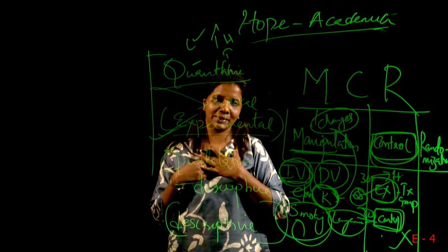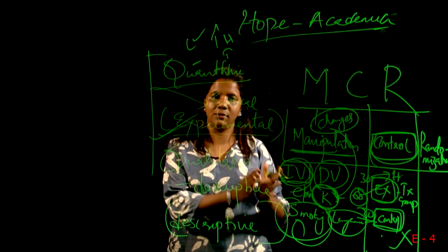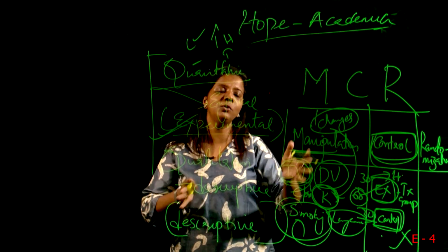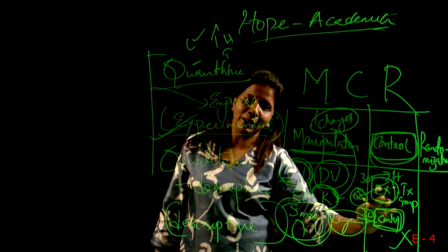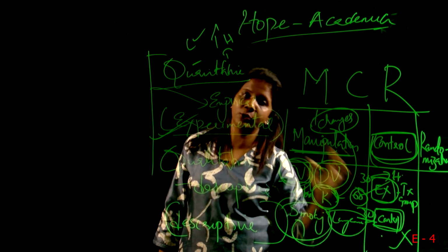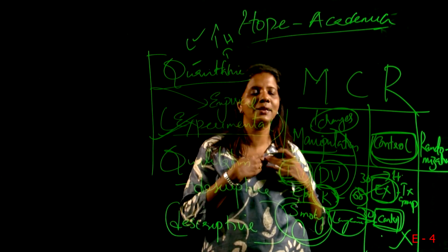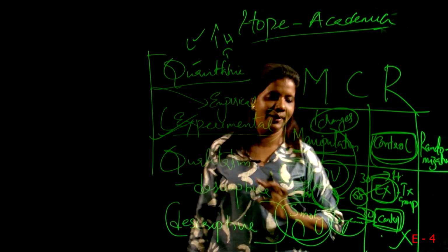So as a researcher, what is my sample size? 60. So what did I do? I have divided into 30 and 30. Who undergoes the intervention? Experimental group. Who does not undergo intervention? Control group. Sometimes, see, what is my intervention? Health education on menstrual hygiene.